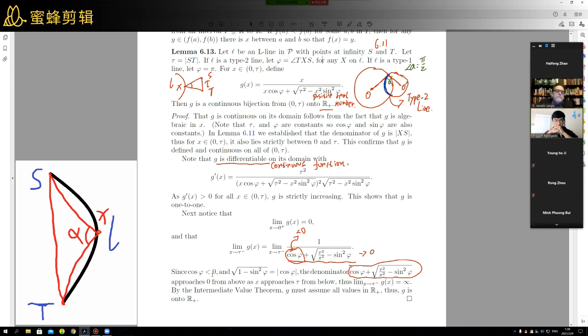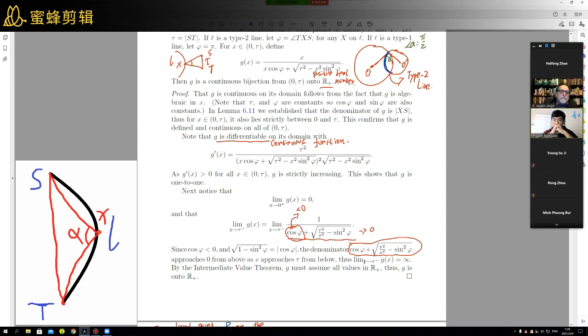Since cos φ is less than 0 here, and the square root of 1 minus sin² φ equals cos φ, with cos² φ plus sin² φ equal to 1. The formula we get in Math 150: the denominator, cos φ plus the square root of τ² over x² minus sin² φ, is approaching 0 from above as x approaches τ from below. Thus, the limit as x approaches τ of g(x) equals infinity.